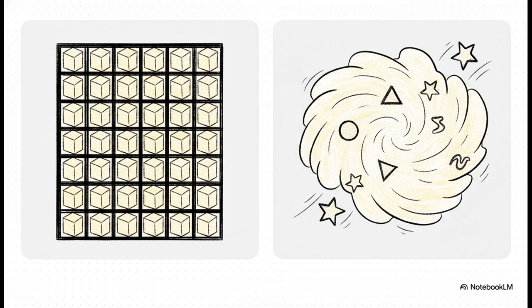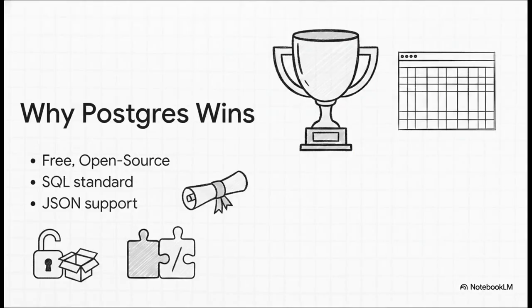On the right, we have non-relational or document databases like MongoDB. These are highly flexible. You can just dump completely unpredictable data structures into them on the fly, making them great for a CMS, where a blog post might randomly include a video, an image, or just raw text. So which do we choose?